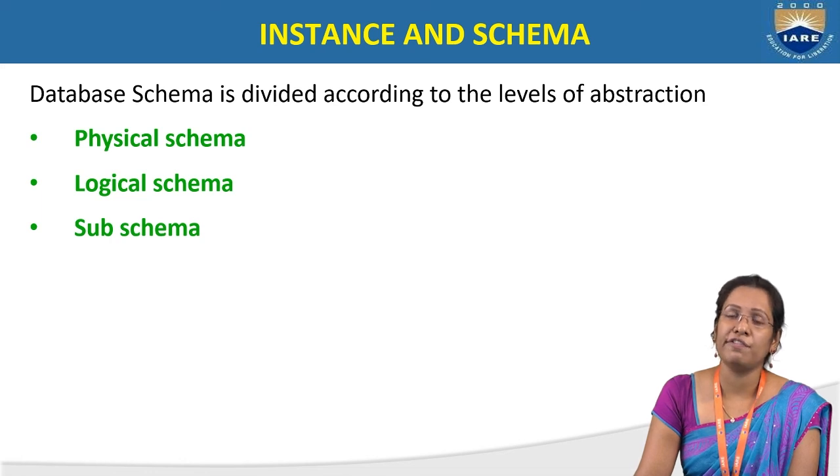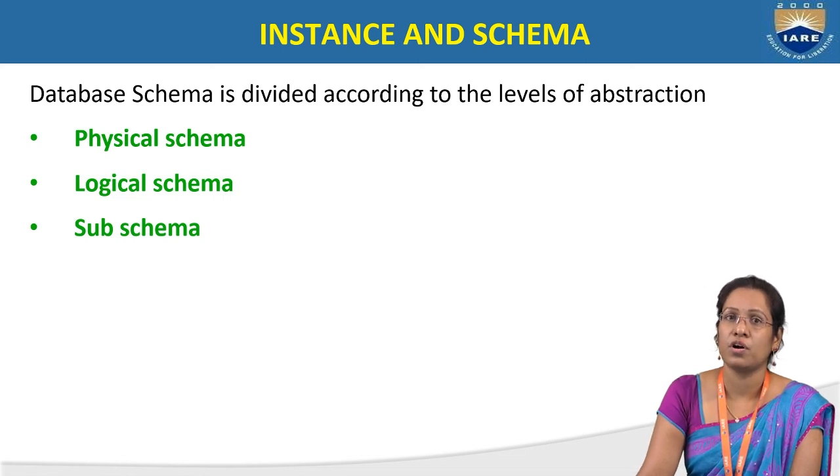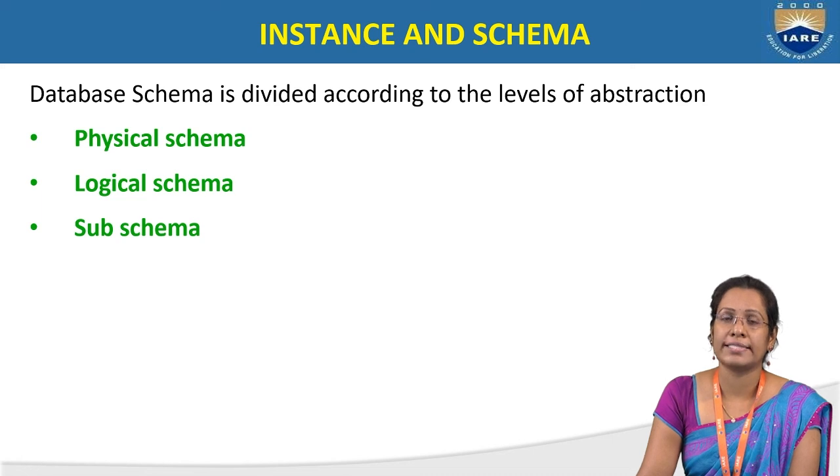Why do we call it subschema here? Because an external level may contain a number of views. More than one view is called an external level. So each and every view level is called a subschema. The total is described by the subschema.